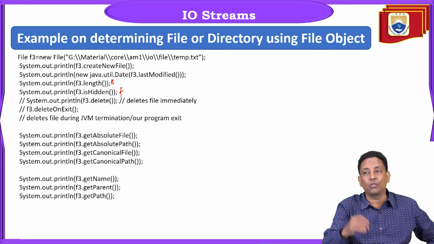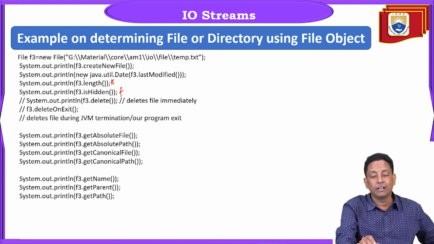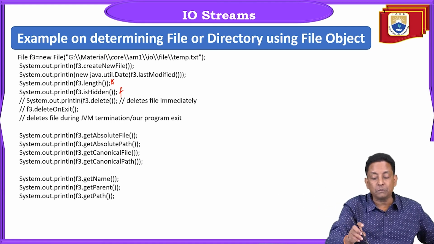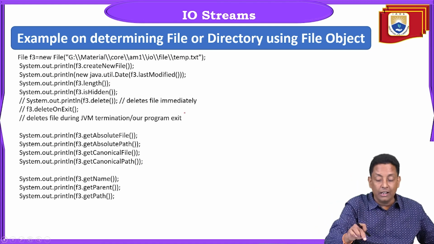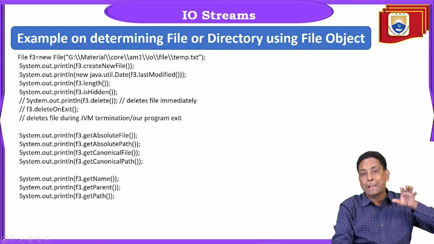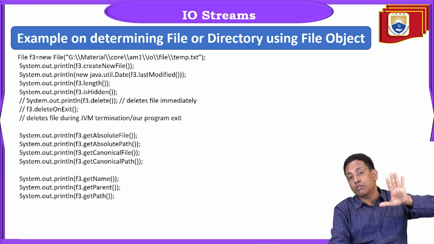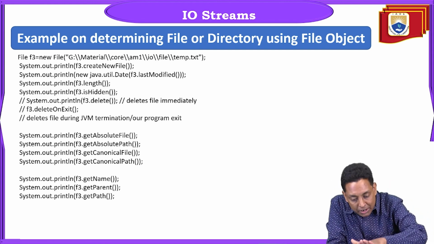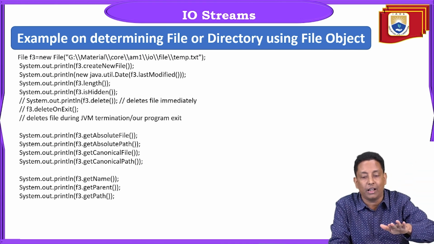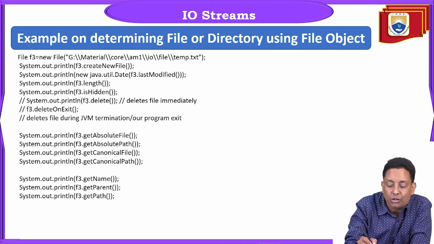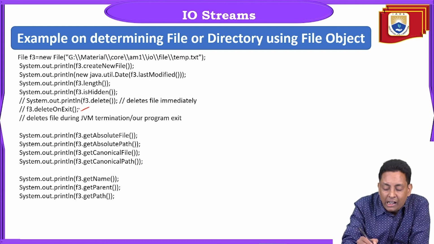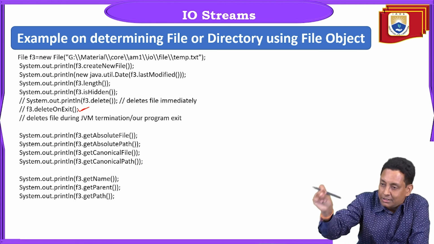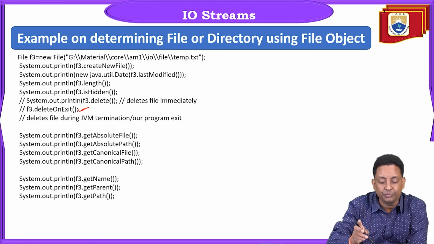Through a File object, how to create a new file and how to delete the file: the File object's createNewFile will create the file, and f3.delete will delete the file. Delete will immediately delete the file. But if you want to delete a file soon after completion of this program's execution, then instead of calling the delete method, you can call deleteOnExit. DeleteOnExit will mark the file to be deleted. Once our program exits, the marked file will be deleted.